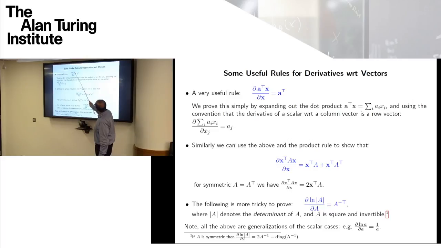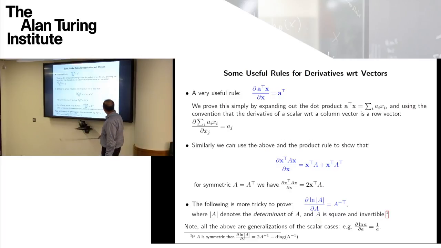That's a dot product, and this is just the generalization of the derivative of AX with respect to X is A. Slightly more interesting, we can use the above and the product rule to show that the derivative of this quadratic form with respect to X looks like this. That's the product rule of calculus. We're going to take this product and divide it in 2 different ways, and we get this expression. If A is symmetric, then we would get this, basically.